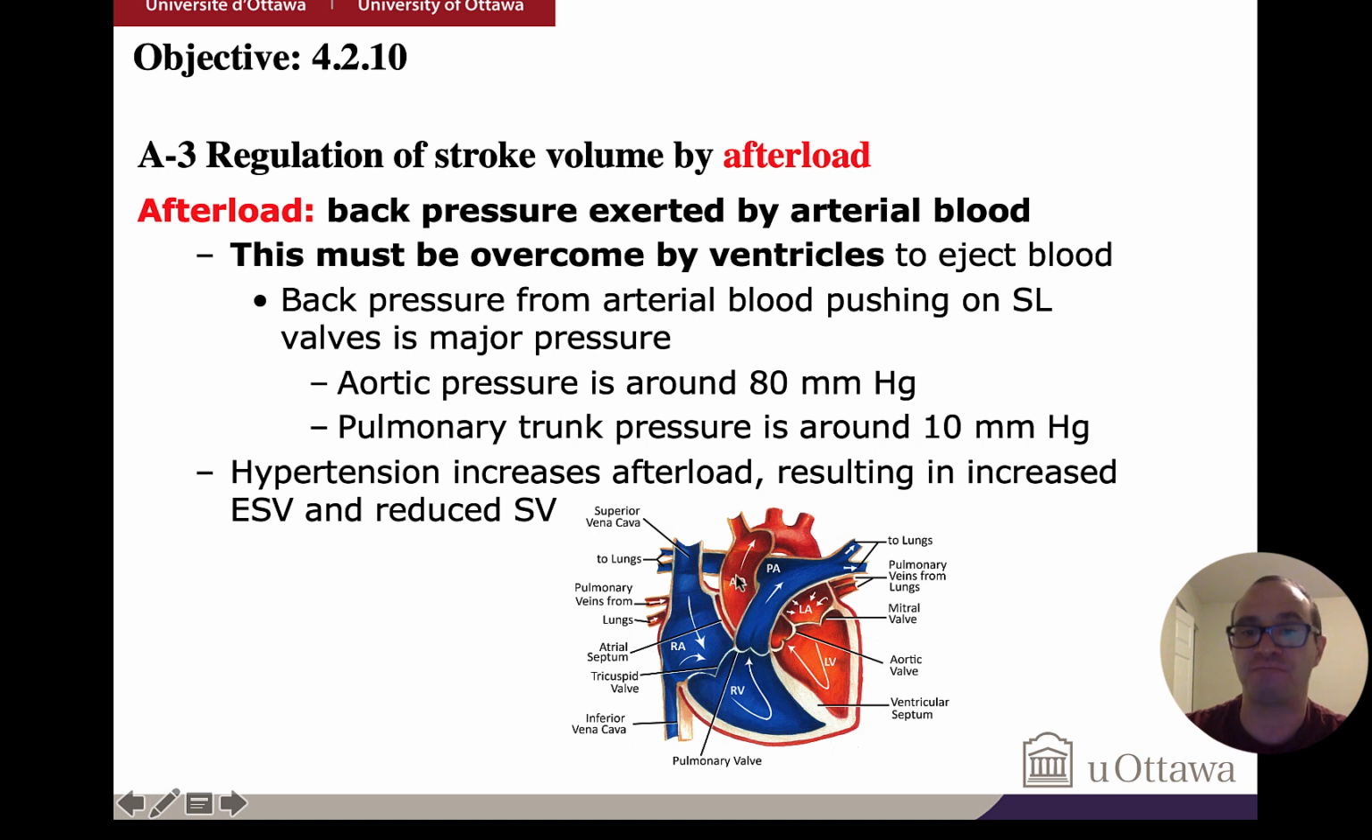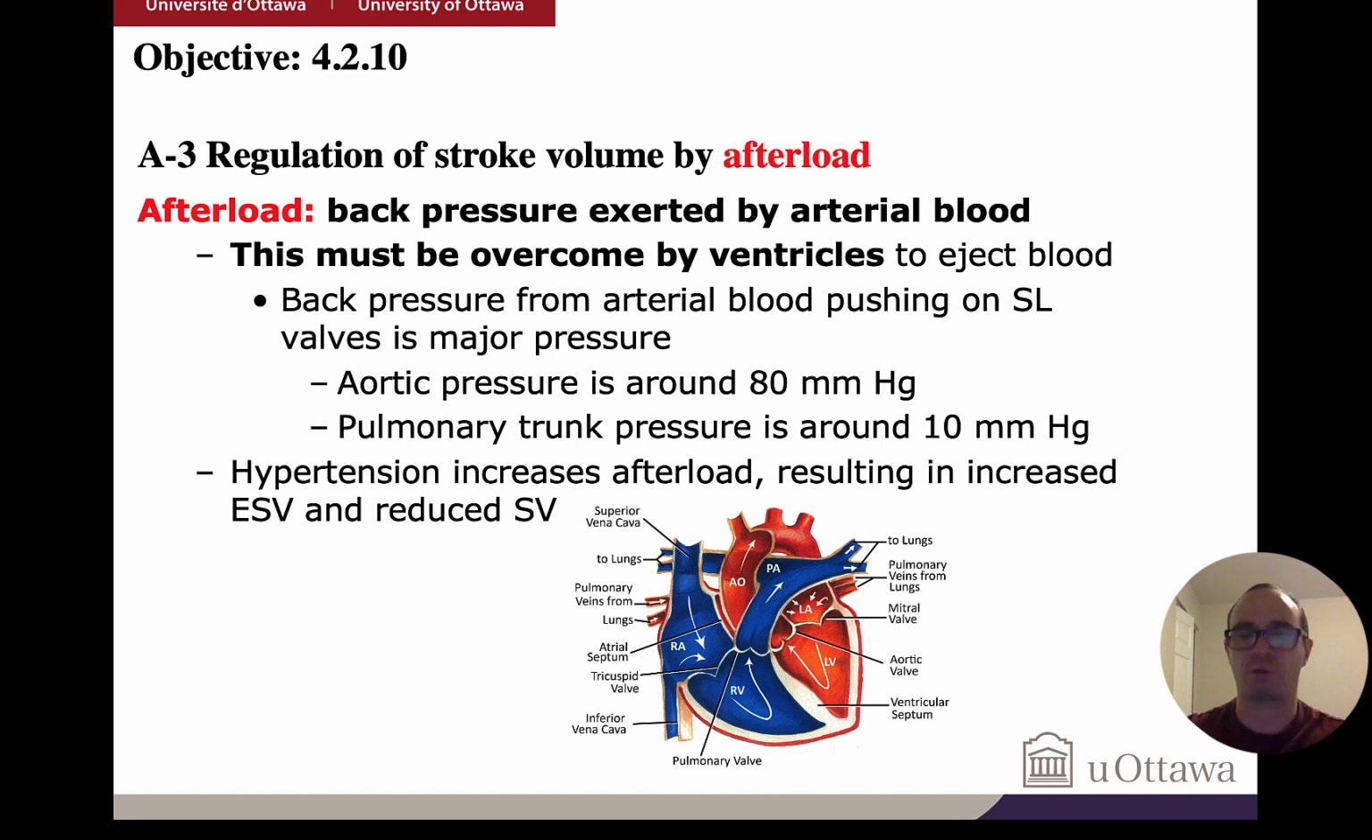And you can have this both in the pulmonary circuit, and then you can also have back pressure going in this direction to prevent blood from coming out of this ventricle. So that's part of the reason why you don't eject all of the blood that is in the ventricle.